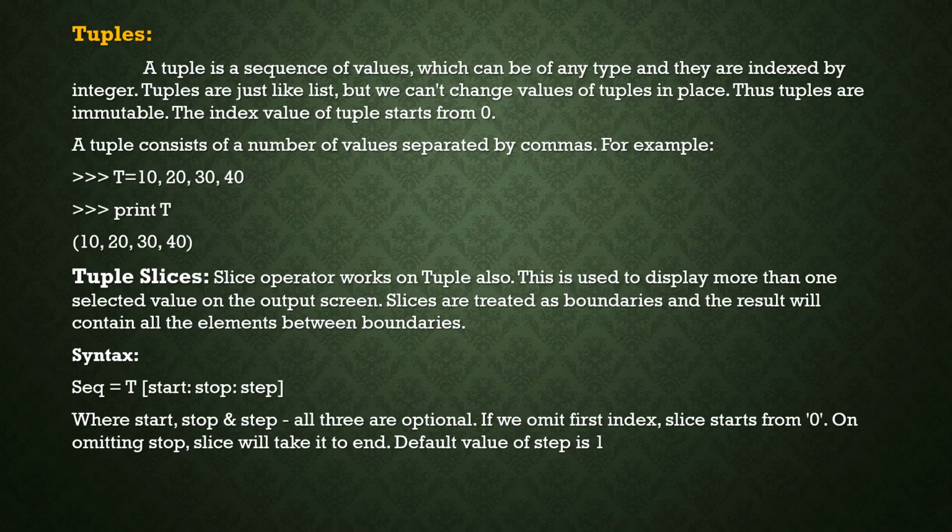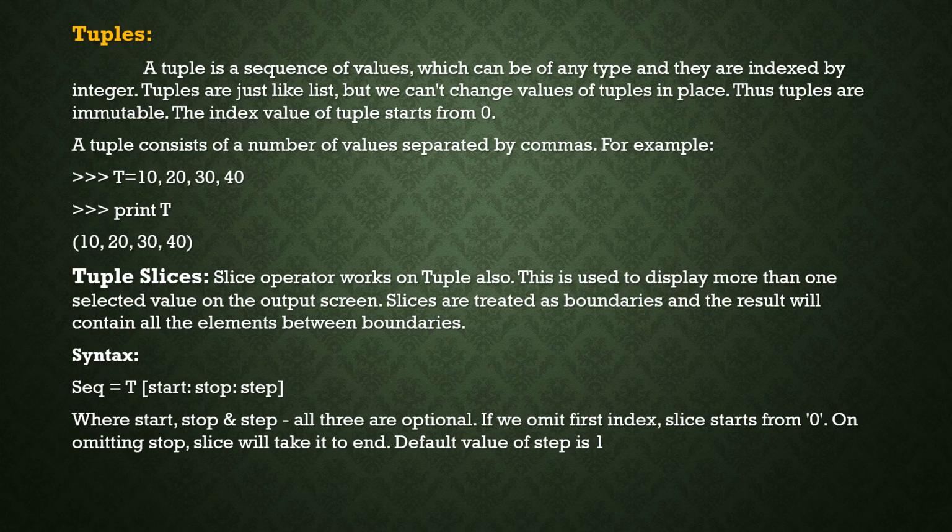Next, tuples. A tuple is an immutable thing. It's a sequence of values which can be of any type, and they are indexed by integers. Tuples are just like a list, but we can't change the values of tuples in place. Thus, tuples are immutable. The index value of a tuple starts from 0.